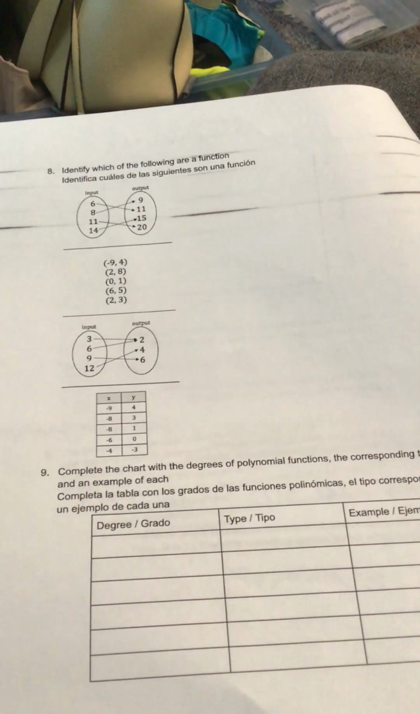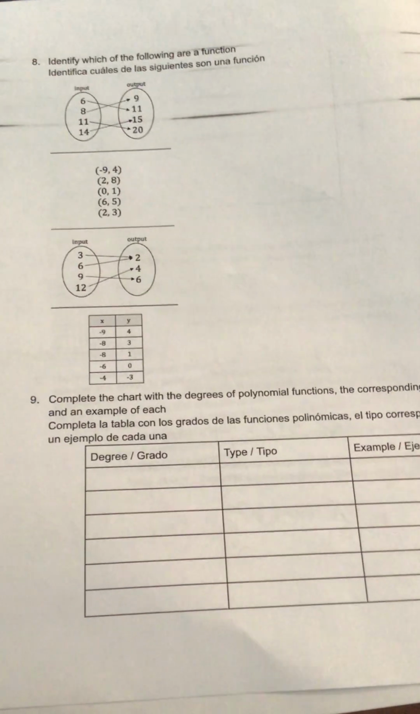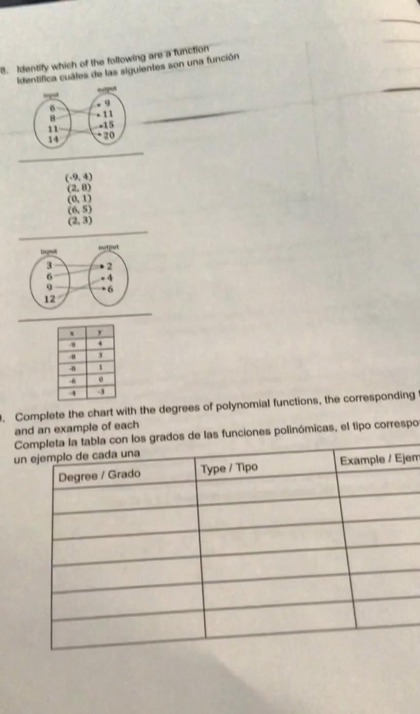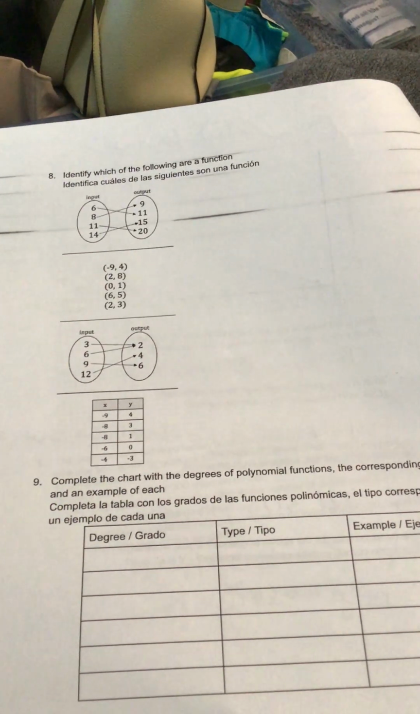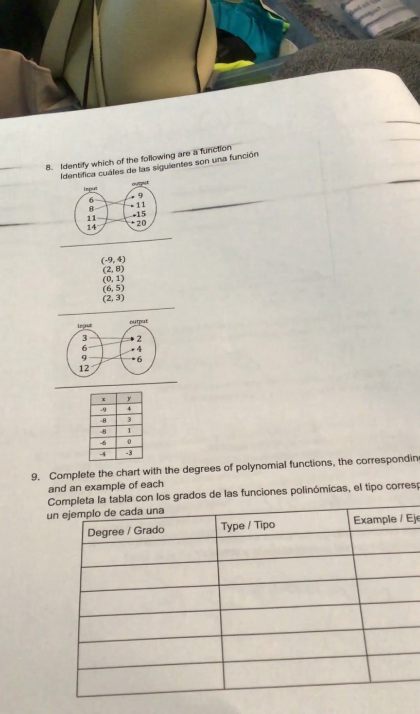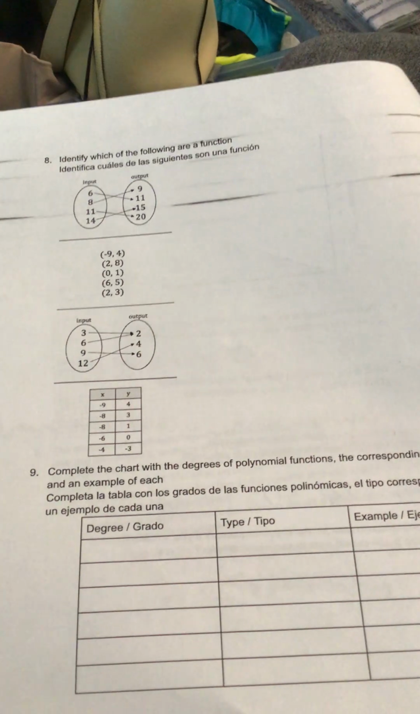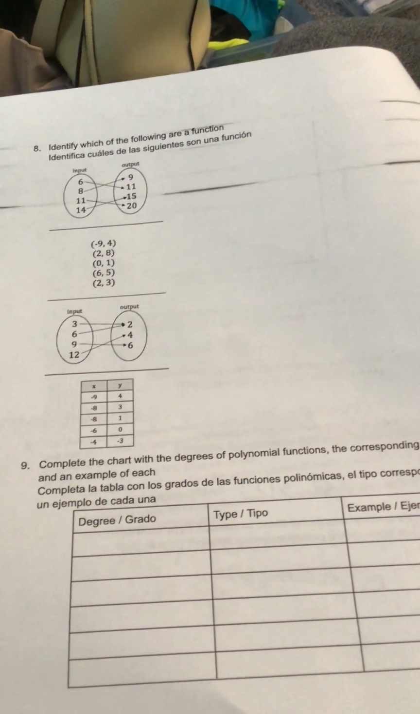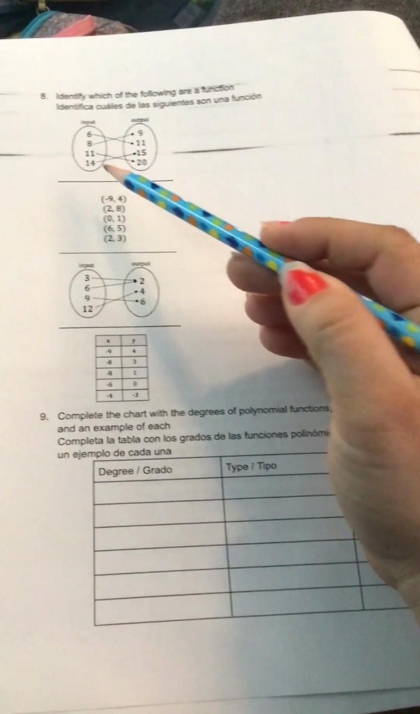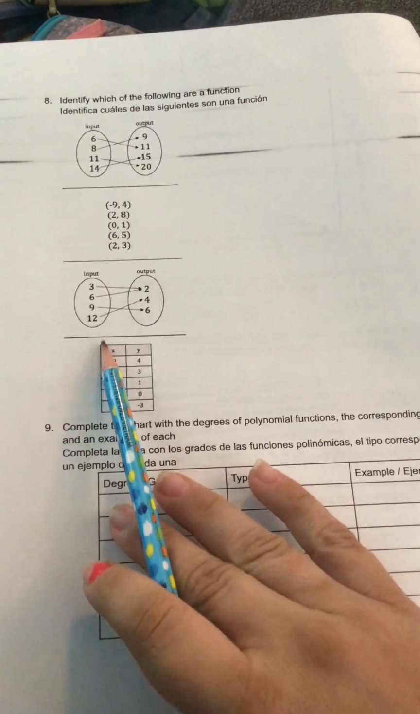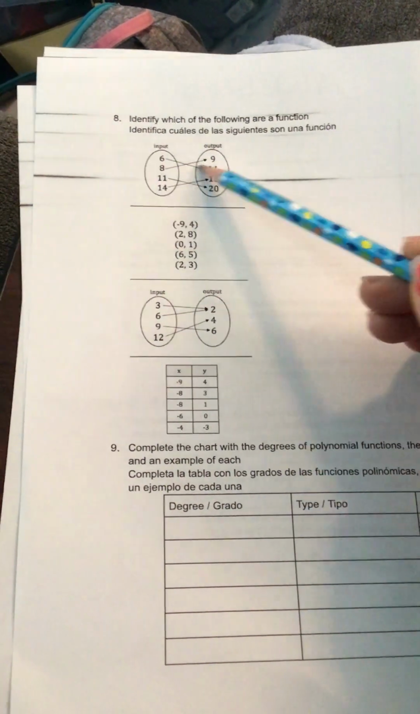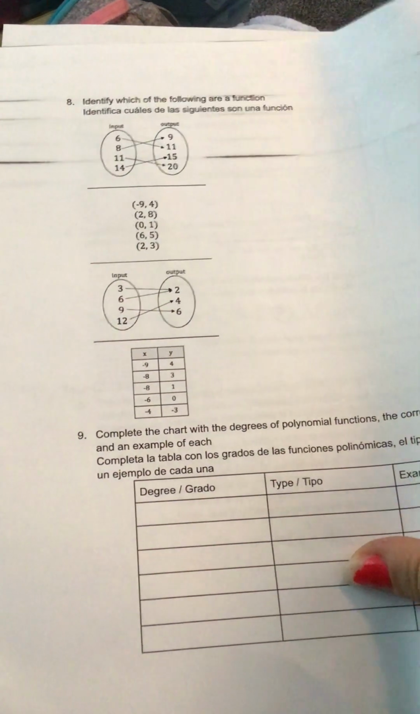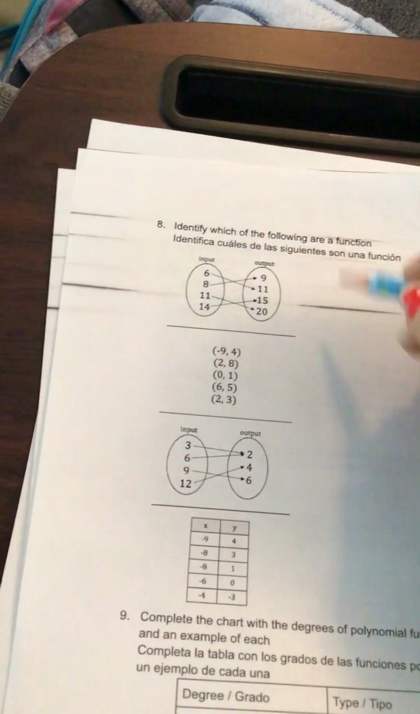Identify which of the following are a function. Okay, so in order to make sure that we have a function, it's typically a 1-to-1 ratio. And the ratio starts with that x value or that input. So we're looking from the left to see which one of those are by itself. So here I'm going to look at the top. I have 6, 8, 11, and 14. I have individual lines coming out of each of those. So yes, this one is indeed a function.